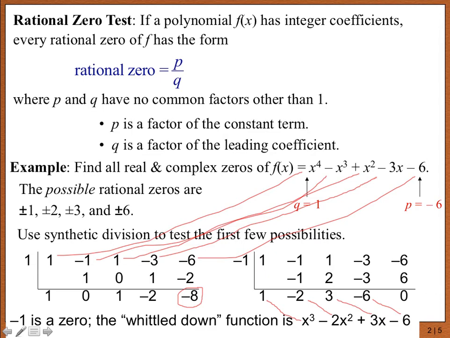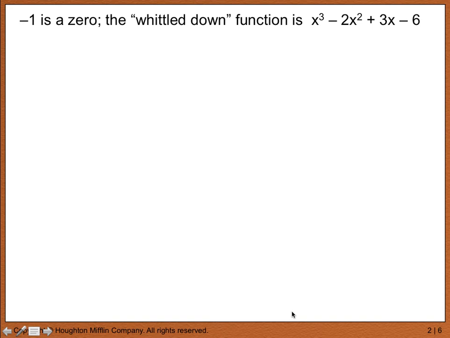All right, so the whittled down function is x cubed minus 2x squared plus 3x minus 6. What we can do now is, instead of applying synthetic division to the big polynomial, where we have 1, -1, 1, -3, -6, we can apply it to this smaller whittled down polynomial, and that will save us steps. This is exactly what was written on the last screen. Just to carry it forward, -1 is a 0, the whittled down function is x cubed minus 2x squared plus 3x minus 6. So now we're going to use that function for our next steps of synthetic division.